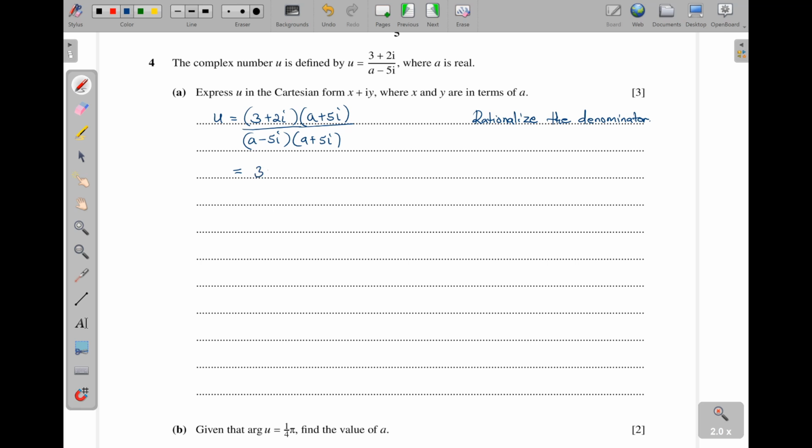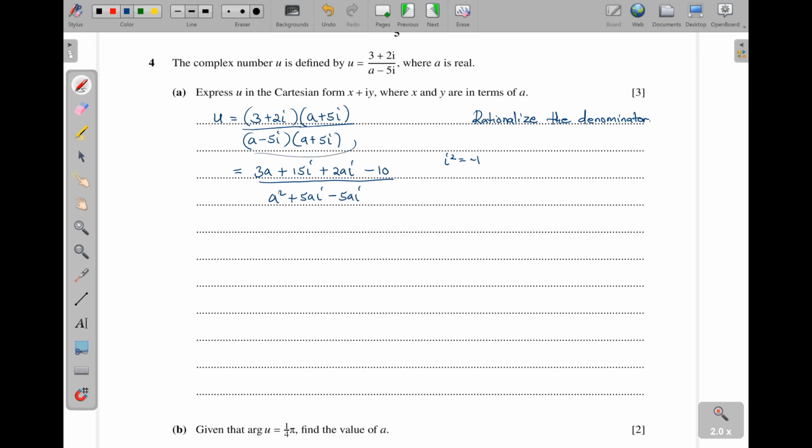3 times a, that is 3a. 3 times 5i, that will be 15i. Then 2i times a, that will be 2ai. And then minus 10, because you know that i squared is equal to negative 1. So we shall get 10i squared. Now down here, we are going to have a times a, that is a squared. a times 5i, we are going to have plus 5ai, then minus 5ai.